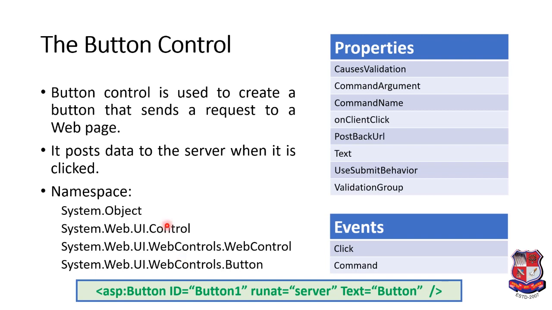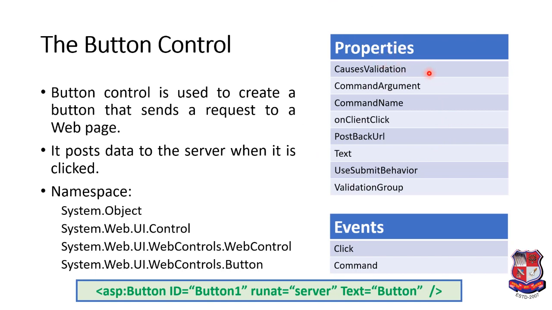A namespace hierarchy for the button control is System.Object, then System.Web.UI.Control, then System.Web.UI.WebControls.WebControl, and then System.Web.UI.WebControls.Button. Now we'll discuss some properties available for the button controls. These properties do not cover all properties of button controls. We are putting here the generally used properties of button controls.